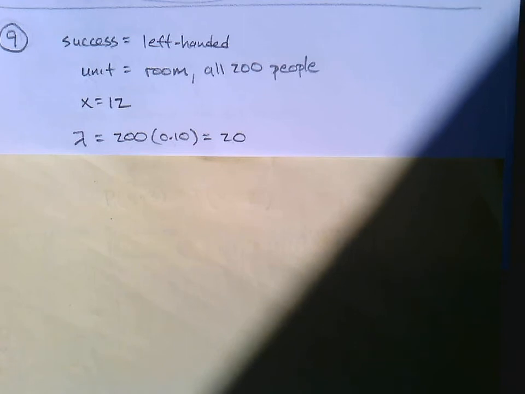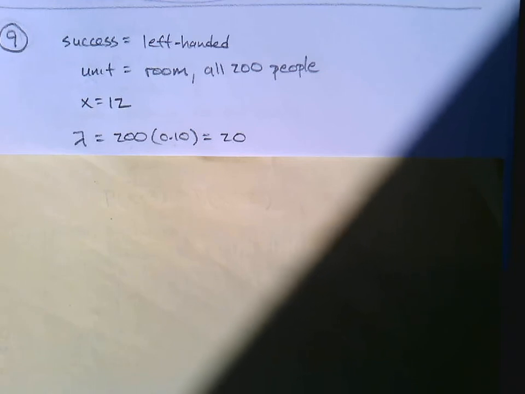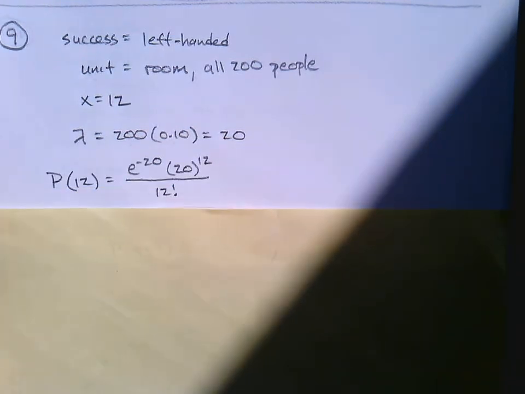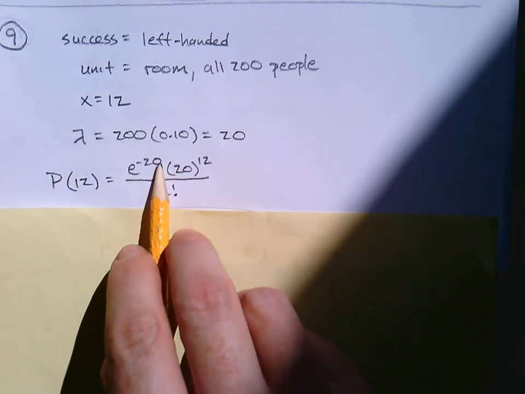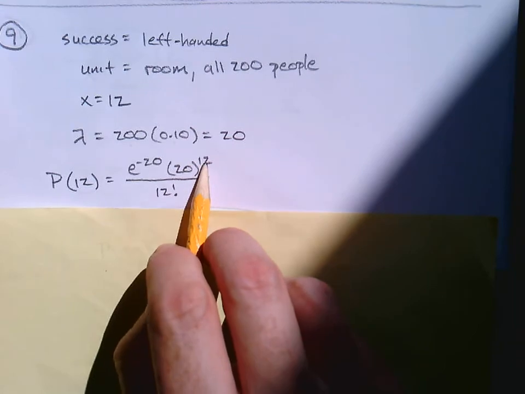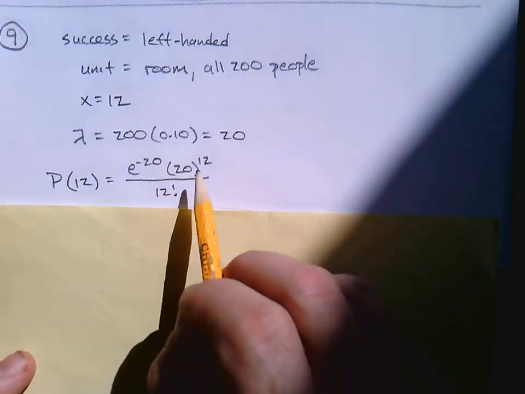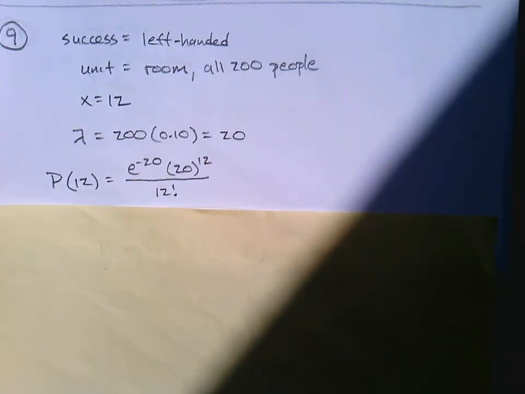And then X equals 12, because we are trying to calculate exactly 12 people in the room, exactly 12 successes, exactly 12 people left-handed. And this is really the hard part: identifying the room, getting the lambda, identifying X being 12. Once you have all that, you can just put it into the formula. The probability of 12 is e raised to the negative 20, 20 raised to the 12, over 12 factorial. There's no hope for simplifying any of that. Just put it all into your calculator.